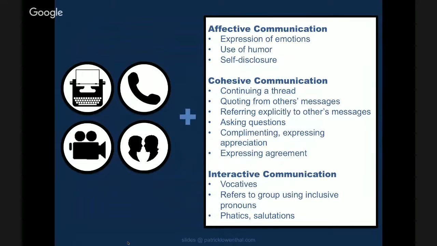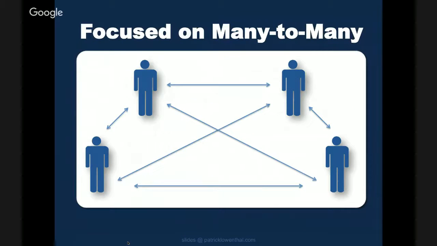Originally, the idea from Garrison and his colleagues is that social presence has an affective component, a cohesive component, and an interactive component. And they identified some initial ways that you can identify this in discussions, but obviously now with the media we have, there's a lot more to this. For one, we're focused on more the many to many. It's no longer just one to one.